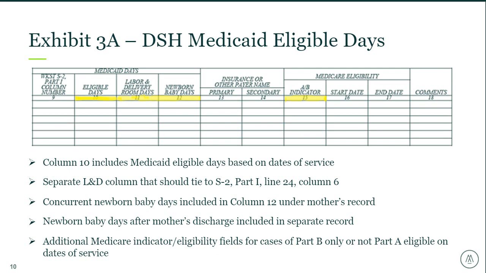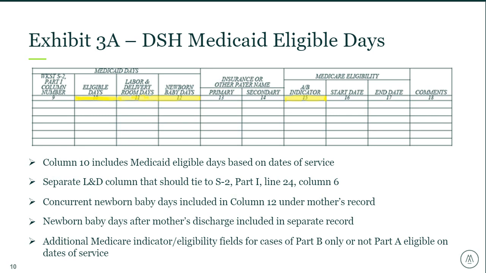So there would be scenarios where you could have days for the mom in column 10, an L&D day associated with that mother in column 11, and then the newborn days in column 12, and sometimes even an extra newborn record if the newborn stays longer in the hospital than the mother. All of this just adds a layer of complexity and requires the provider to make sure no days are duplicated within the template or days inadvertently excluded by putting days in the wrong bucket.